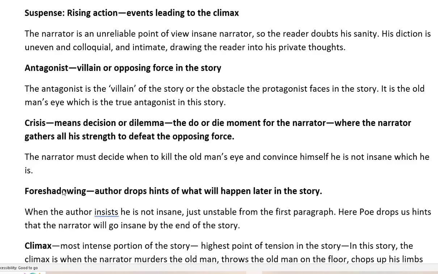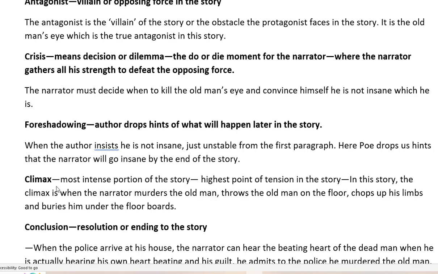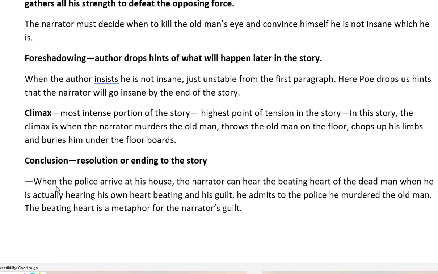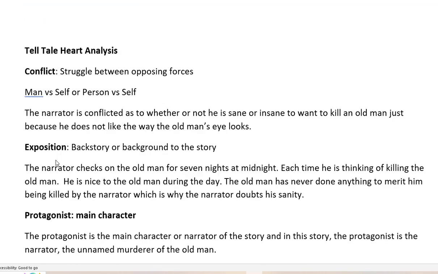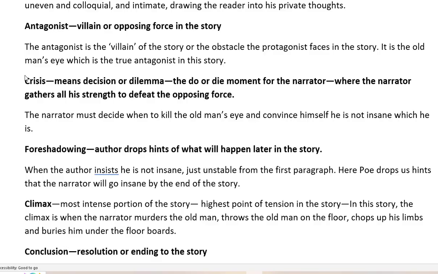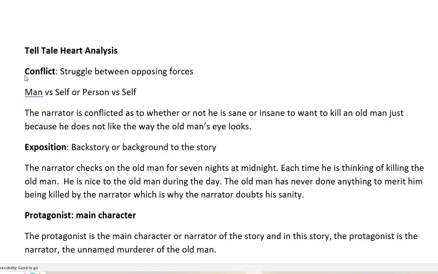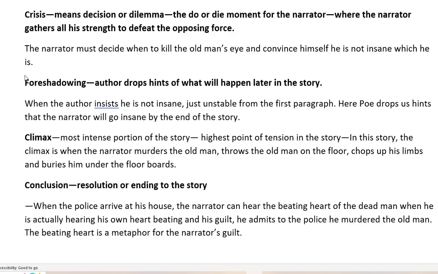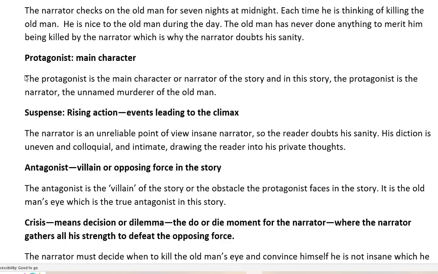What foreshadowing occurs? What hints does the author give in Godfather's Death that will tell you what will happen later in the story? And what is the climax, the most exciting moment of the story in Godfather's Death? And here you have the conclusion. What is the conclusion of Godfather's Death? So here you have the nine literary words that you're going to use for your reader response journal.